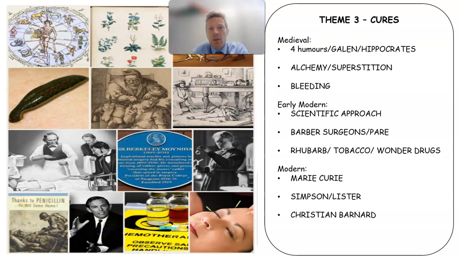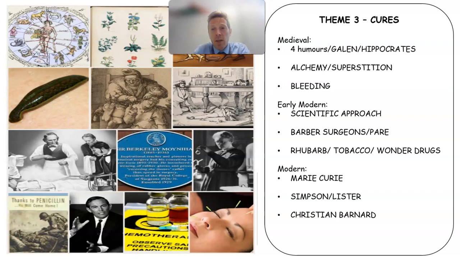Now, Simpson and Lister are responsible for anaesthetic and antiseptic. Simpson comes up with the first anaesthetic, which is chloroform, which is used to put people to sleep. Obviously, they don't die of shock during surgery. Lister comes up with antiseptic, which is carbolic acid, which is what we used at the time, which cuts the death rate in surgery down by about 50%. So that's a major one in the industrial period.